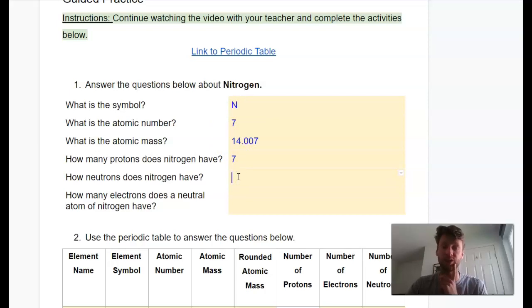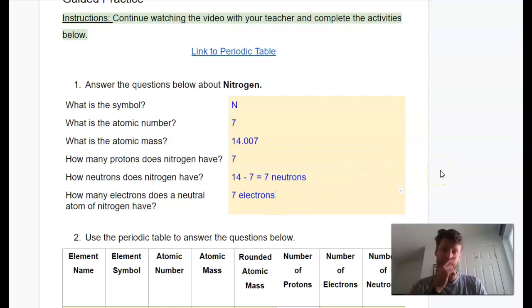Neutrons, remember, is when we need to do a calculation. First, I need to round 14.007, my atomic mass, to a whole number. That's going to round down to 14. Then I'm going to subtract the number of protons, which is 7, and that gives me 7 neutrons. Finally, how many electrons does a neutral atom of nitrogen have? Neutral means its charge is 0. So if I have 7 protons, I'm also going to have 7 electrons.